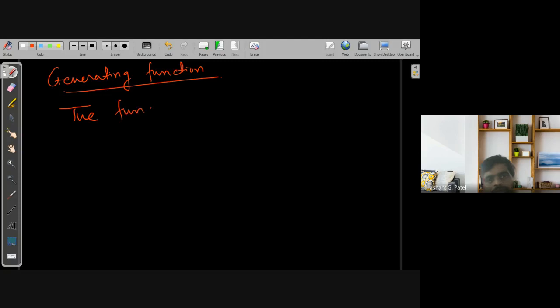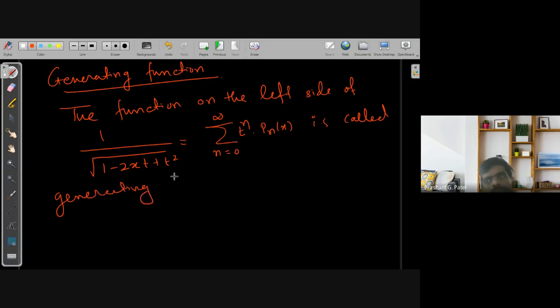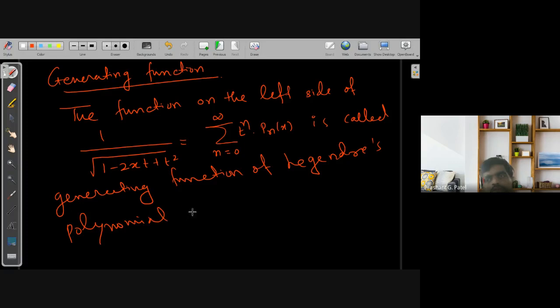The function on the left side, 1 upon square root of 1 minus 2xt plus t square, is equal to summation n running from 0 to infinity t power n into Pn of x. It's called a generating function of Legendre polynomial. This is called the generating function, and we will assume this result here.